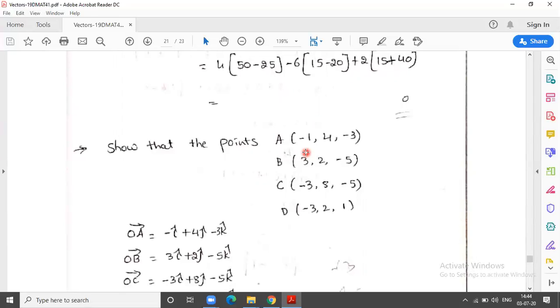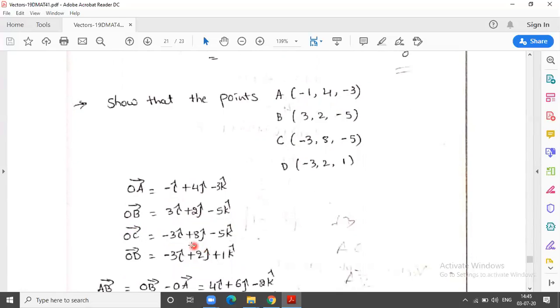So first, in Cartesian coordinates, the first position will indicate the i component, the second will indicate the j component, and the third will indicate the k component. So position vector A will become -i + 4j - 3k, position vector B will become 3i + 2j - 5k, position vector C will become -3i + 8j - 5k, and position vector D will become -3i + 2j + k.